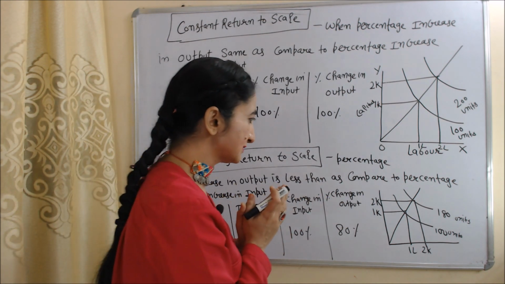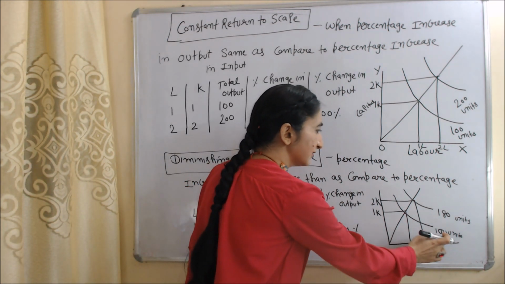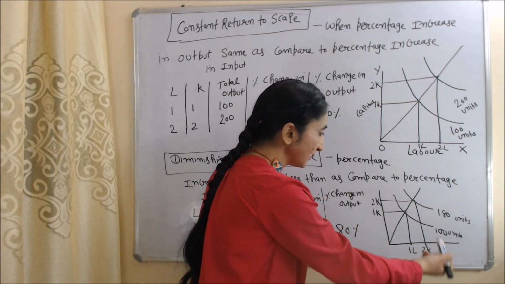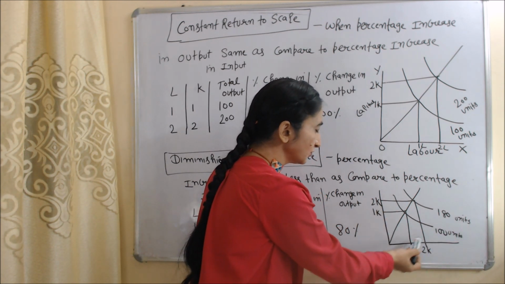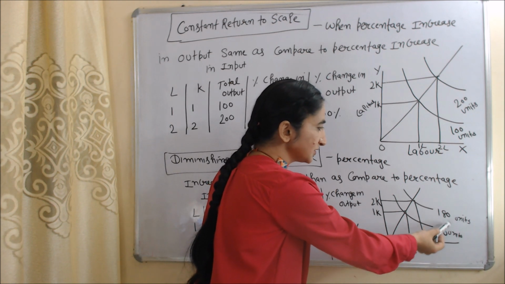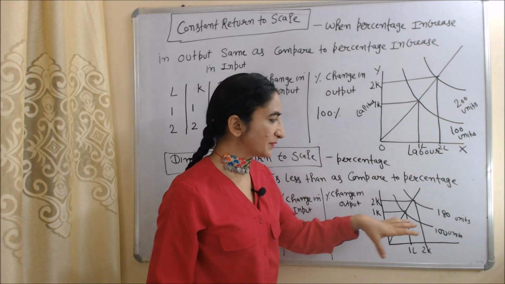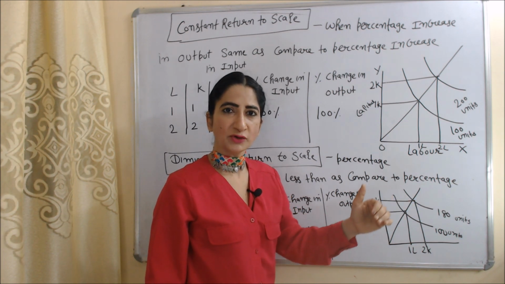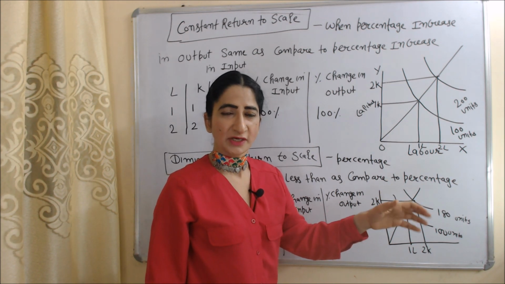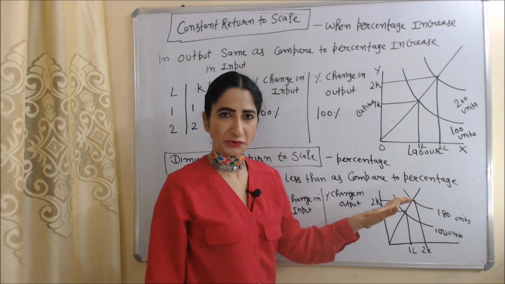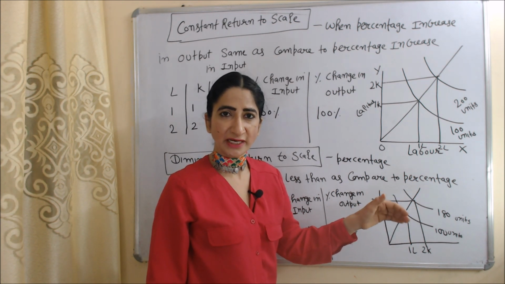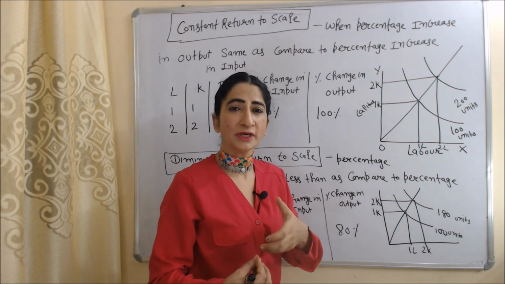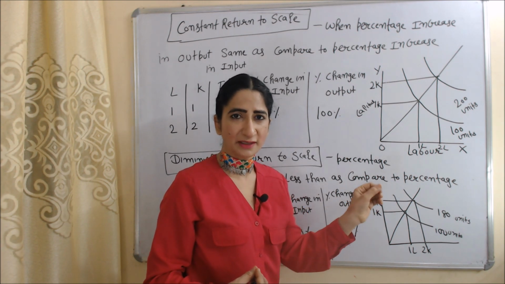Same thing you can see in this diagram. One labor and one capital are giving 100 units of output. When we increase our labor and capital from 1 to 2, our output increases from 100 units to 180 units. So we can say that the percentage increase in output is less as compared to the percentage increase in input. So it will be called diminishing return to scale. In diminishing return to scale, we receive less output as compared to the input we are giving.